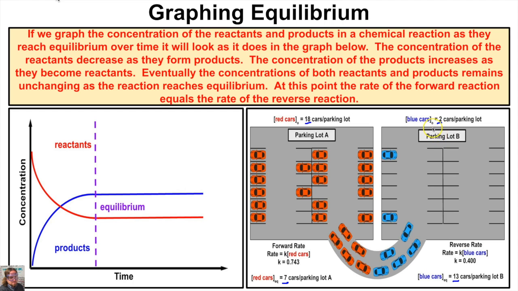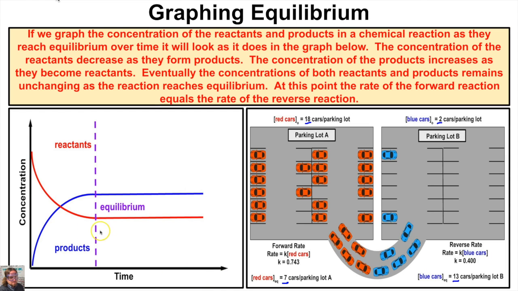And so if we wanted to graph this phenomenon, if we wanted to graph our red cars or our reactants and our blue cars or our products, it's going to look something like we see right here, where we have concentration of the products on our y-axis and time, usually in seconds, although we used minutes for this example here. Time is going to be on the x-axis.